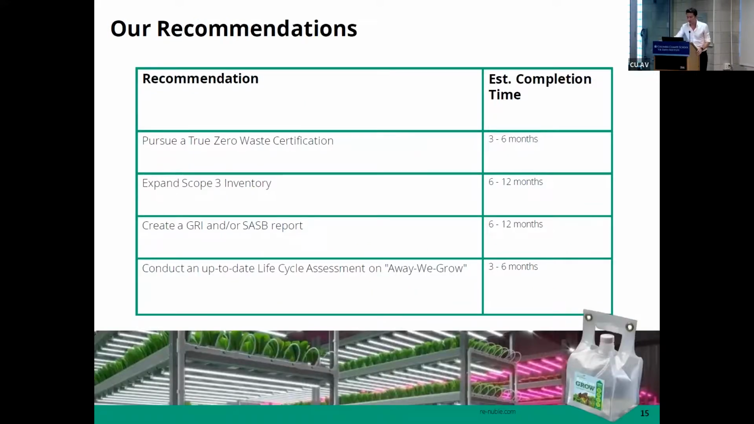So I want to talk a bit about the recommendations. As I said, there's 2 impact reduction recommendations that we made in our written report. But tonight I wanted to focus on 4 recommendations, which feel like a continuation of this quantification process that we've started. The first is, as I said, to pursue a True Zero Waste certification, something I think they're well on their way towards. The second is to expand their scope 3 inventory. As we saw, there's a lot of data missing there.